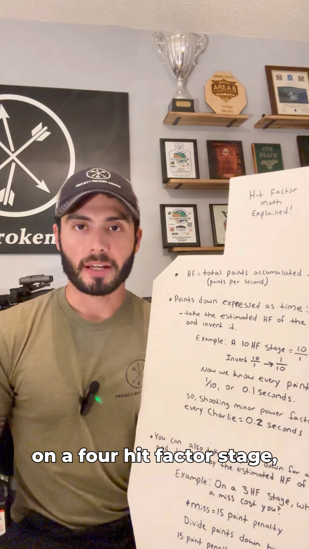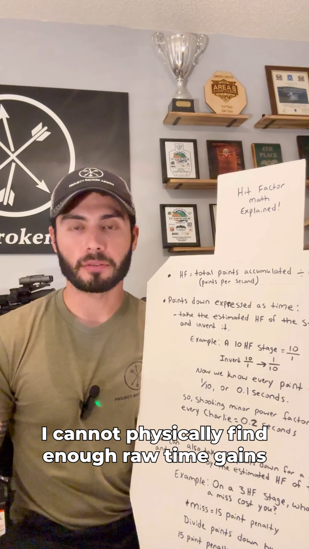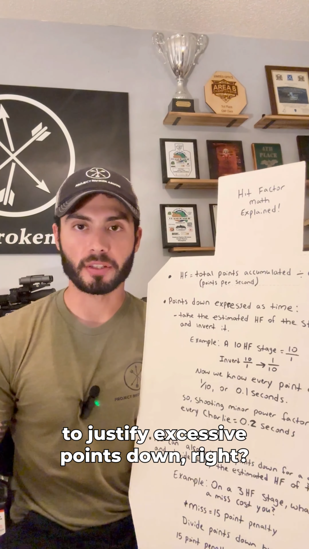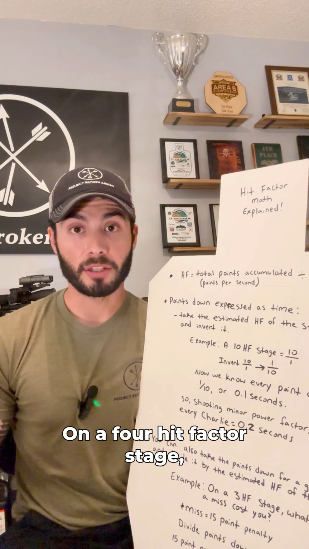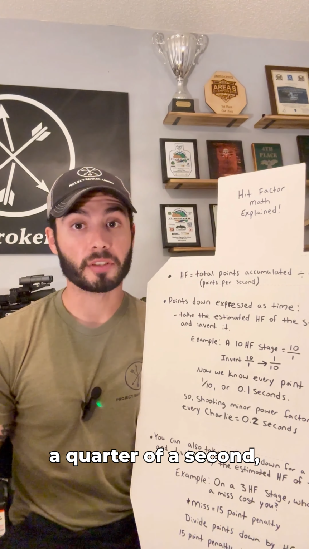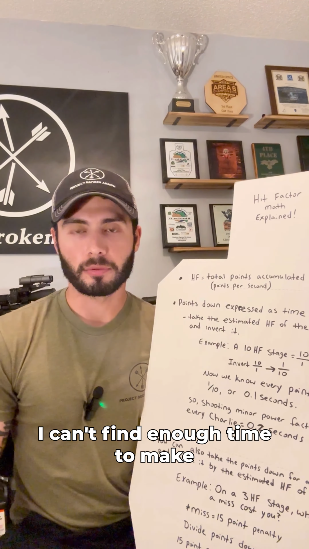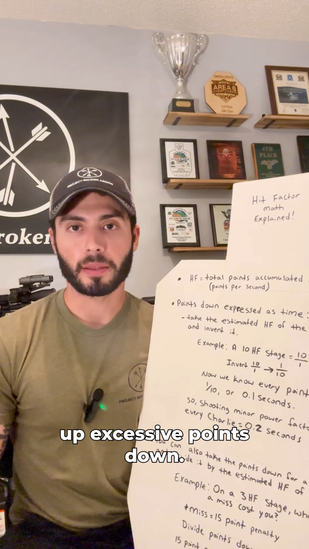For example, on a 4 hit factor stage, I cannot physically find enough raw time gains to justify excessive points down, right? On a 4 hit factor stage, every single point down is worth a quarter of a second, meaning every Charlie is worth half a second. I can't find enough time to make up excessive points down.